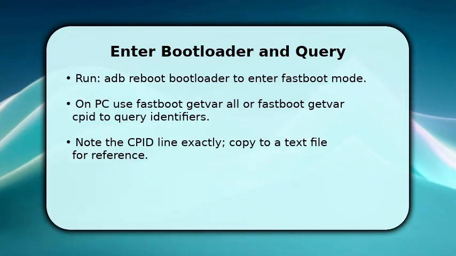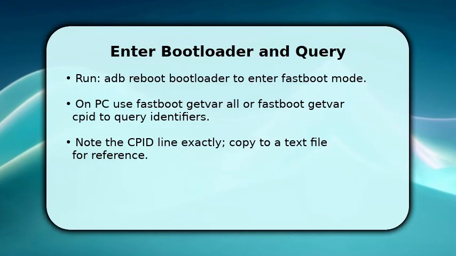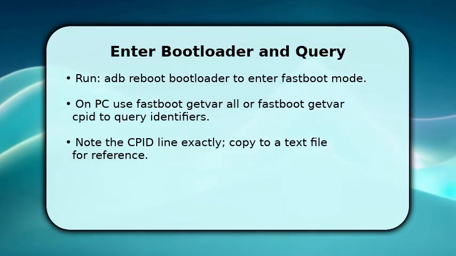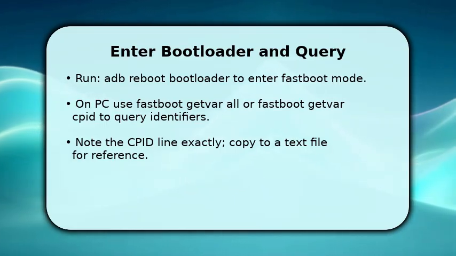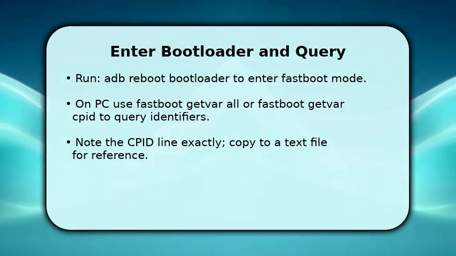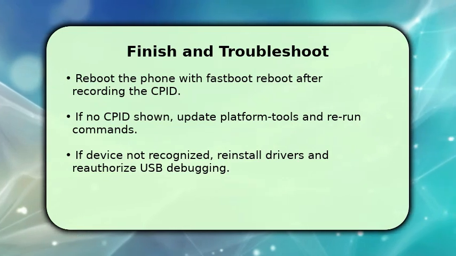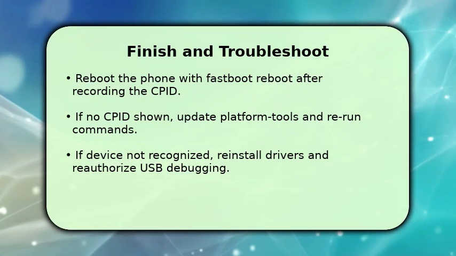Read the output carefully. Look for a line labeled CPID or a similar identifier. Make sure to capture the exact string by copying it into a note on your PC. This prevents transcription errors when you later reference it. After you record the CPID, exit fastboot with fastboot reboot so the phone boots normally.